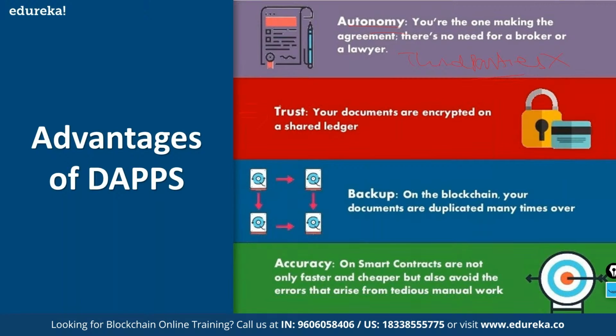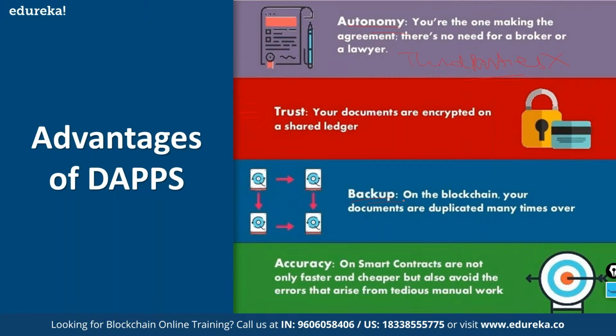Trust, automatically the trust is there, because as you very clearly know, whatever data is inserted inside the blockchain, nobody can try to tamper with it because of its immutability property. And as the data gets encrypted, right, there is a good amount of trust present here.